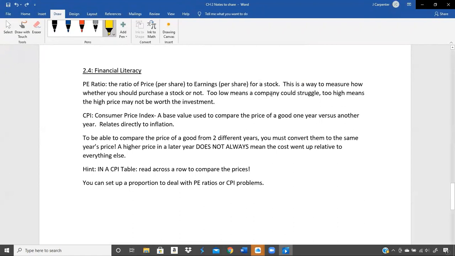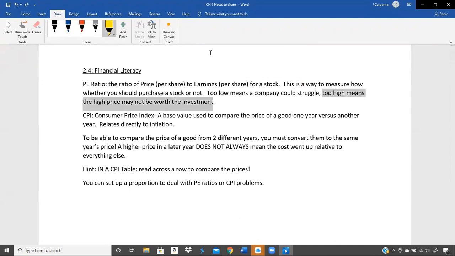Tesla's not just going to disappear in a couple of days. So too low of a PE ratio could have been from the price per share being just ridiculously low, and that means the company could struggle. But also, if it's too high, then the price may not be worth the investment. The price per share may just be past the point of being worth investing in.